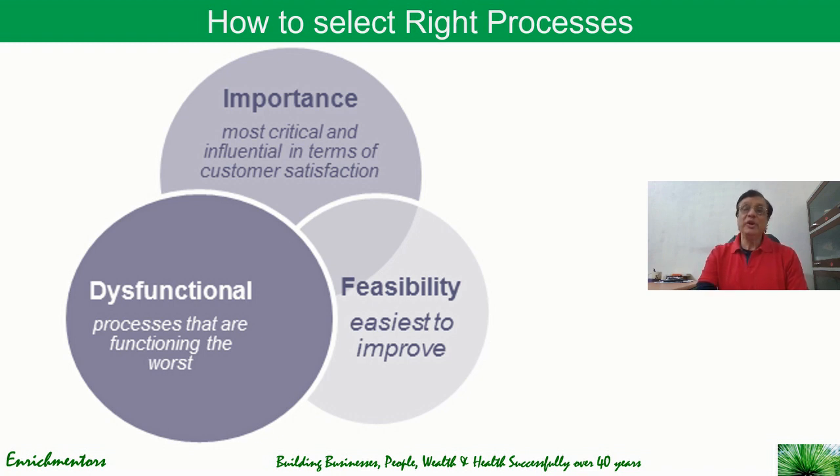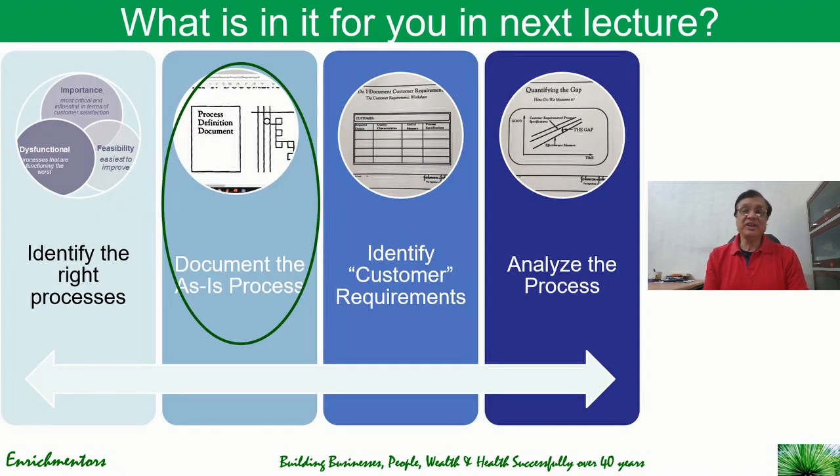Wonderful. So where do we go from here in the next lecture? In this lecture, after having looked at how do we identify the right processes, we look at how do we document the as-is process of one of those processes. And you can repeat that for the remaining processes.